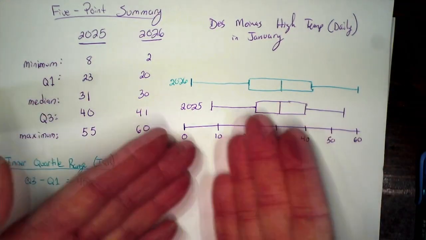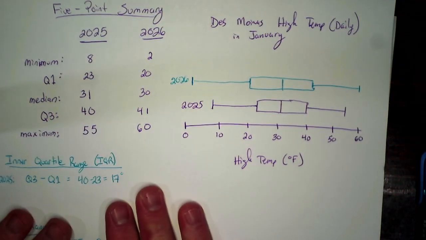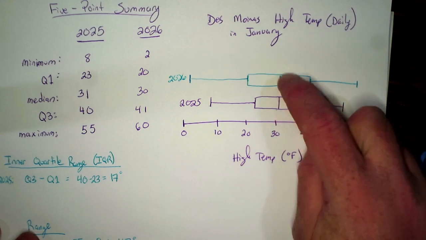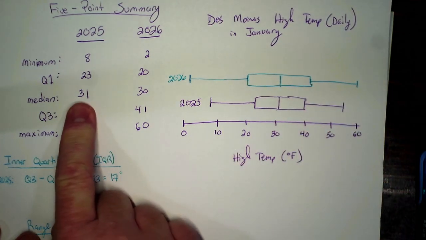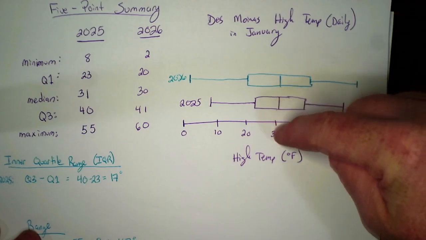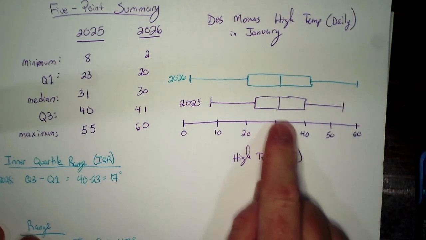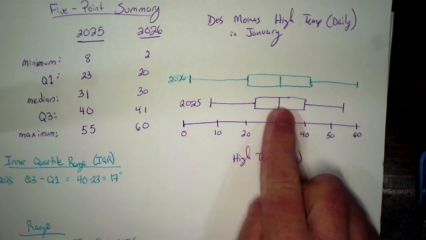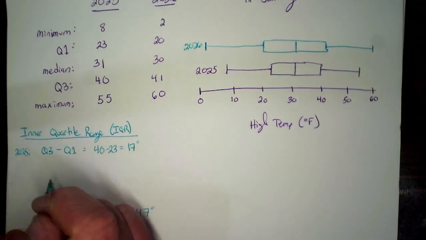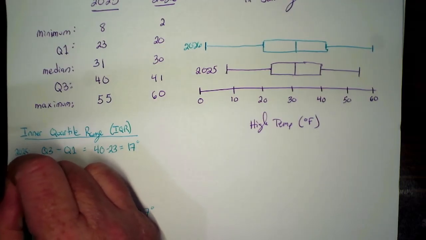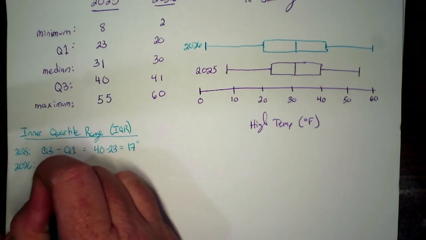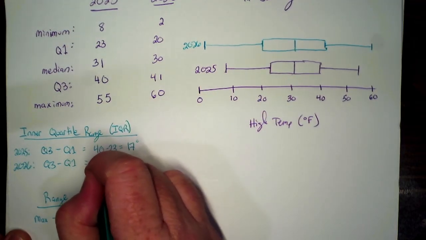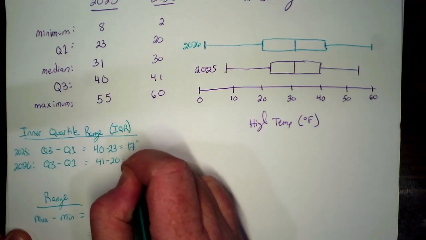All right, well, what we can do is compare the distributions between the 2 years. Were they similar? What was different about them? Look at those median values, and you notice they're very close. One was 31, and this one was supposed to be 30, so it should probably be moved over just a little bit. I just missed it. But very similar medians, and the middle 50% is pretty close. In fact, what we can do is go back and calculate the interquartile range for 2026 as well. So for 2026, it was 41 minus 20, so 21 degrees.